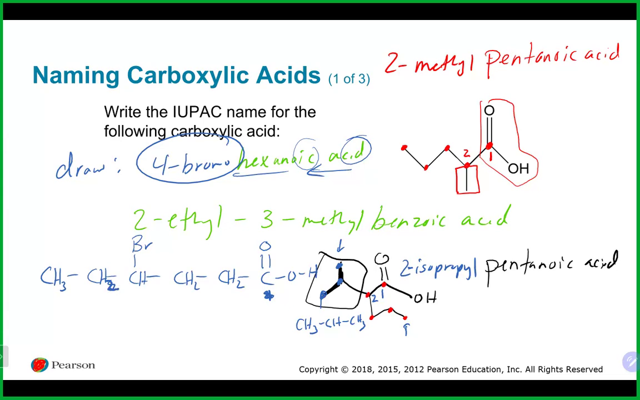You could also, like normal, do the line structure if you like. You would also start with your 6 carbons, 1, 2, 3, 4, 5, and 6. And actually I need to go down because I got to attach that group there.